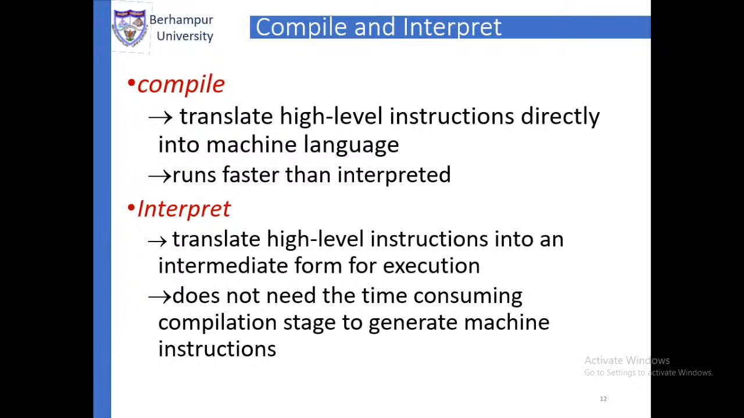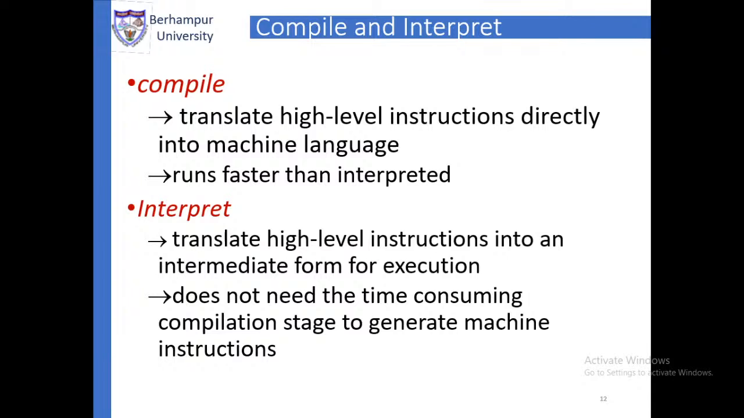After the syntax is correct, once it knows that it is correct, then it will run that. So this involves two stages. One is it translates the high level instructions directly into machine level language. That is one stage that can be done, and it can run faster than the interpreted language. Then what is interpretation? Interpretation is it translates high level instructions into an intermediate form for execution.